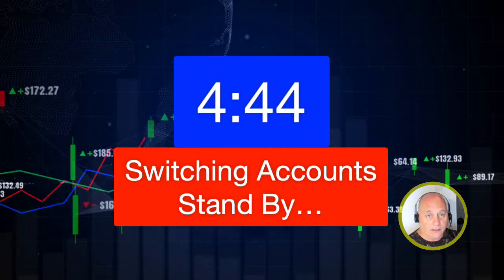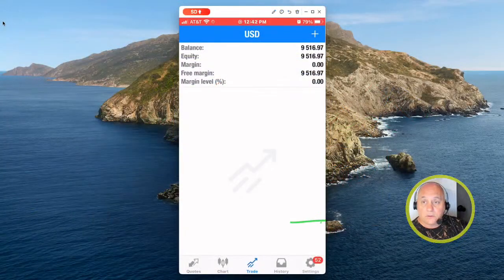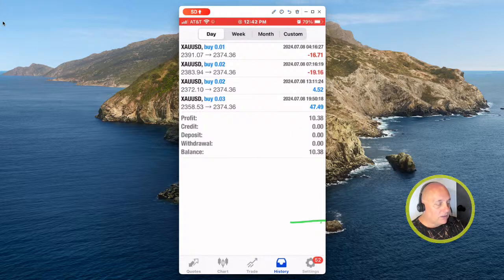And interesting. I'm going to show you there's no trades open right now. Remember, we were shooting for just gold scalper. It's scalping on like a 5-minute chart or something like that. But history-wise, look, it stopped itself at $10.38 for the day.